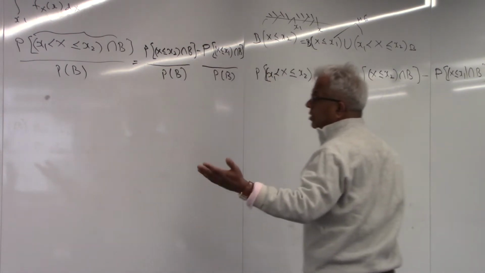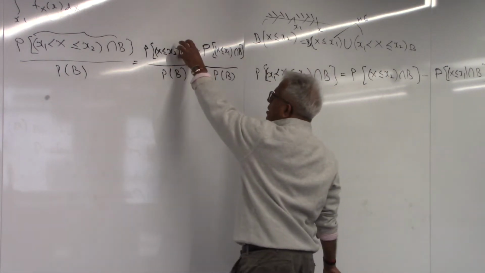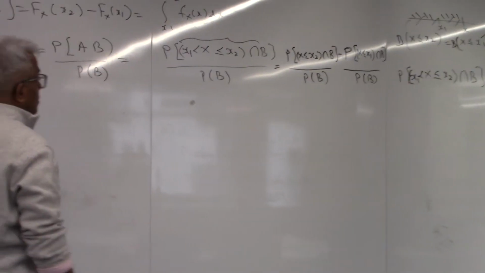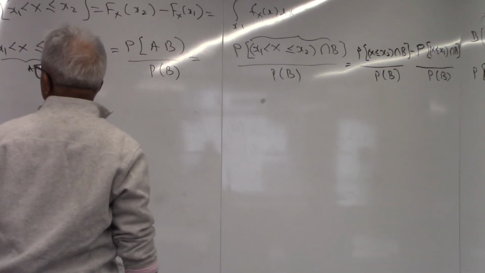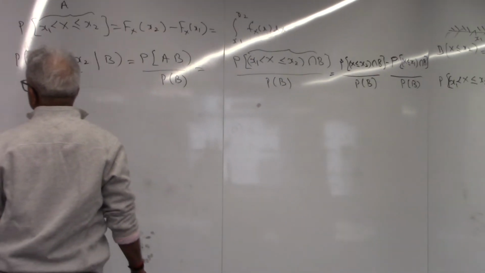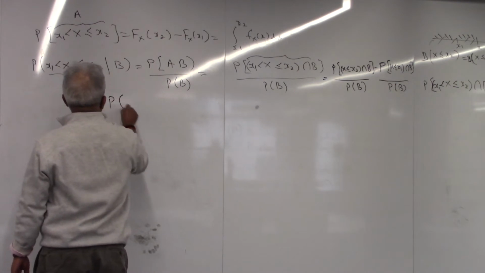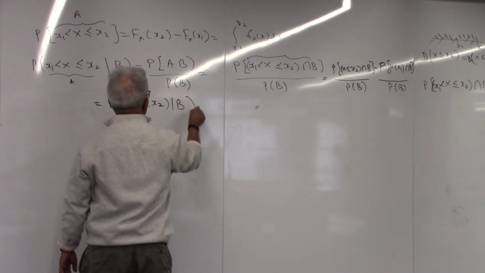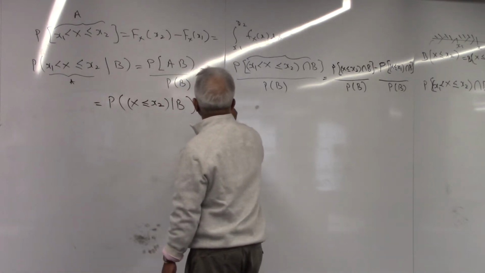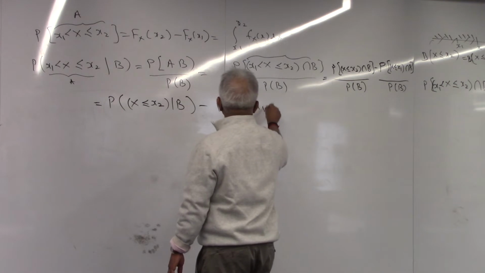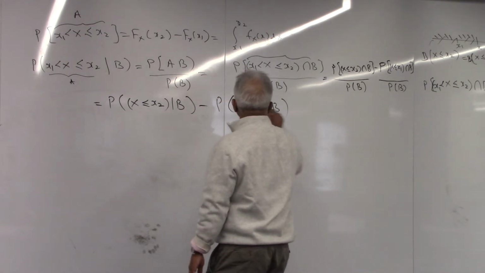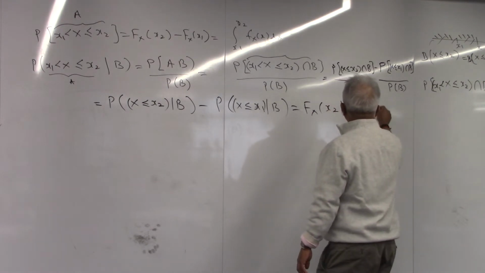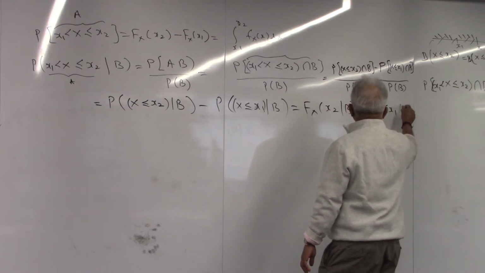But now we are back to conditional probability again, because this is like P(AB) divided by P(B). So I can write this as the probability of X less than or equal to x2 given B, minus the probability of X less than or equal to x1 given B. But that is Fx of x2 given B minus Fx of x1 given B.